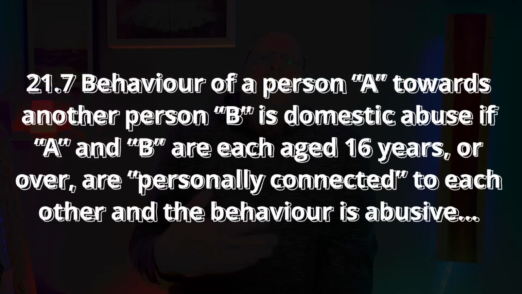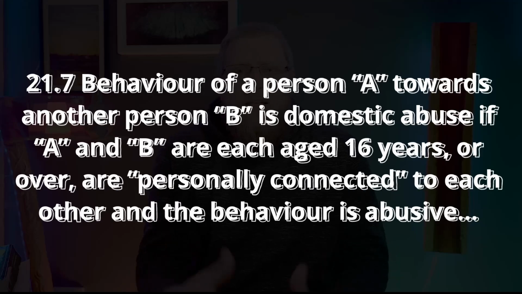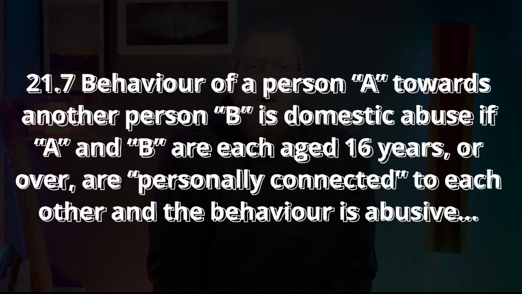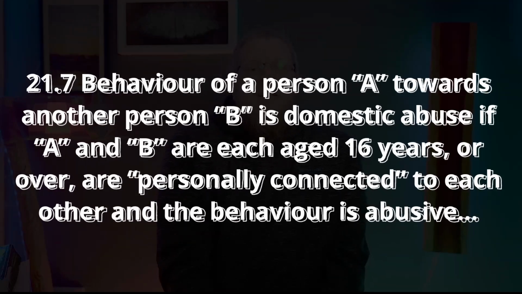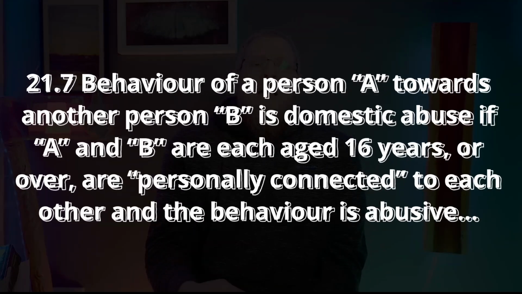the victim. Notice here that it uses the word victim throughout rather than survivor. I know there's some debate around which word is better. I will sometimes use them interchangeably, but I'll generally use the word victim because it ties in with what the law is saying here. So 21.7: behaviour of the perpetrator, person A, towards another person B, the victim, is domestic abuse if the perpetrator and the victim are each aged 16 years or over and are personally connected to each other and the behaviour is abusive.